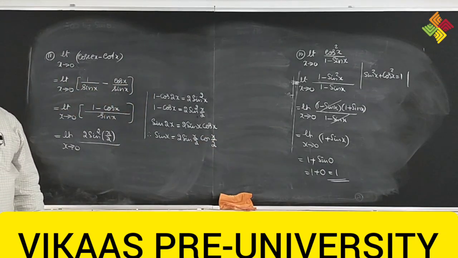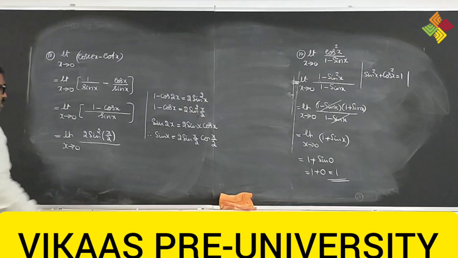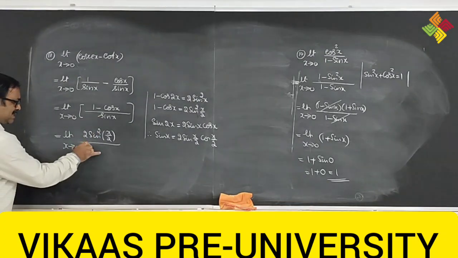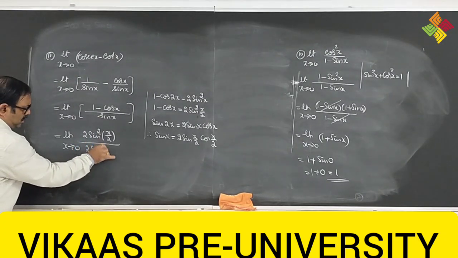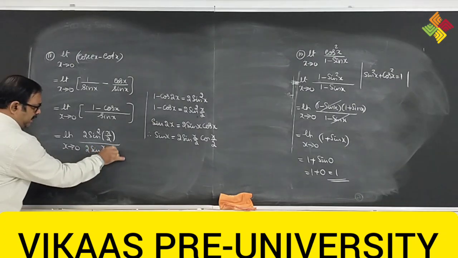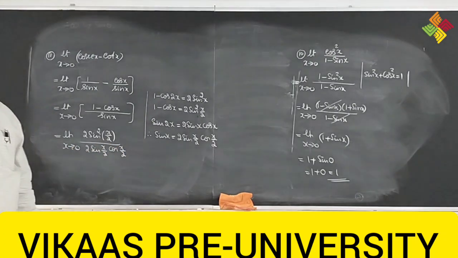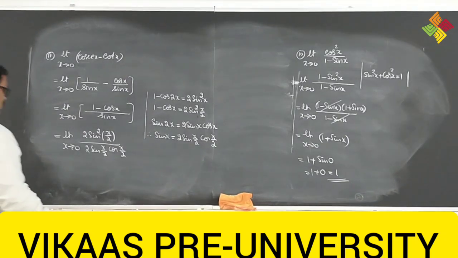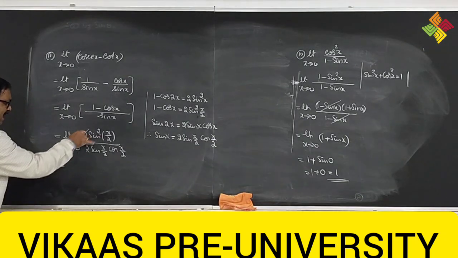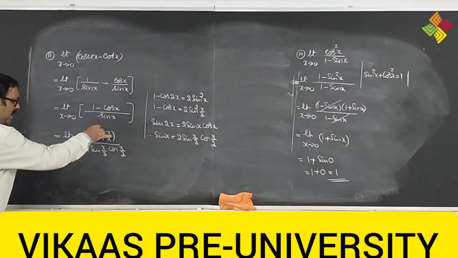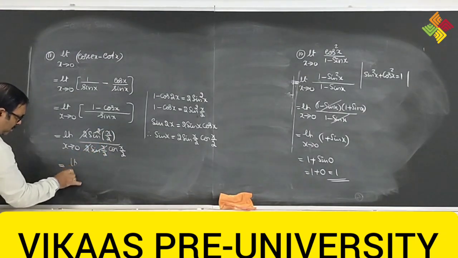2 sin x by 2 into cos x by 2. Now sin x is 2 sin x by 2 into cos x by 2. What is this? 2 sin x by 2 into cos x by 2. Now you can cancel this 2. Even one sin cancels. Then what do you do?